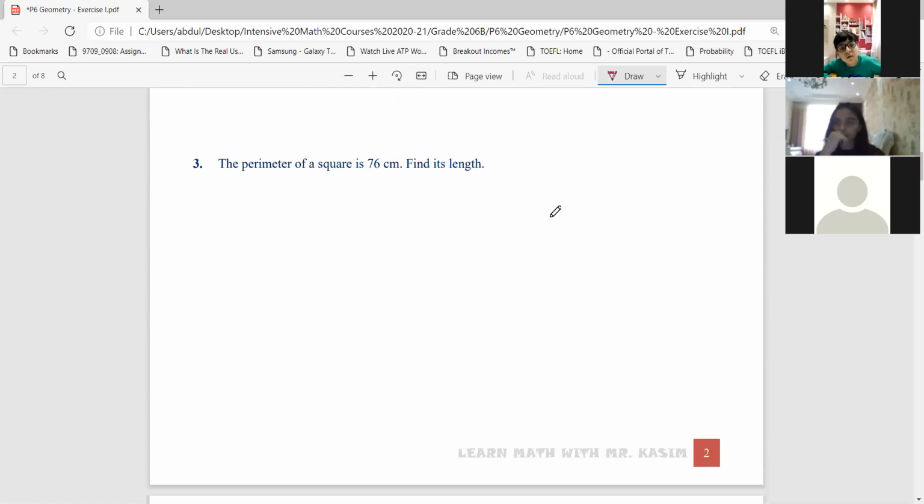Good. And how about question 3? The perimeter of a square is 76 centimeters. Find its side length. No, guys, wait. I know everybody can do this. Okay, I will ask you. Starting from 4, you will try the question. Get ready. Also prepare a piece of paper on your table, and hold your pen or pencil.